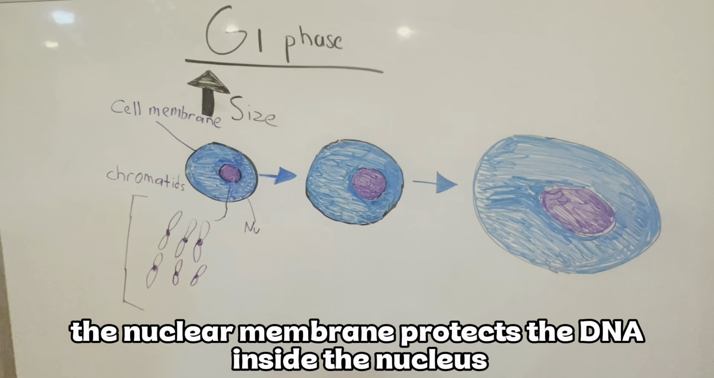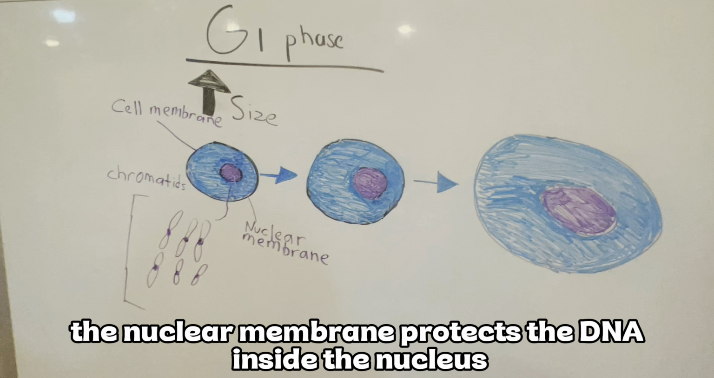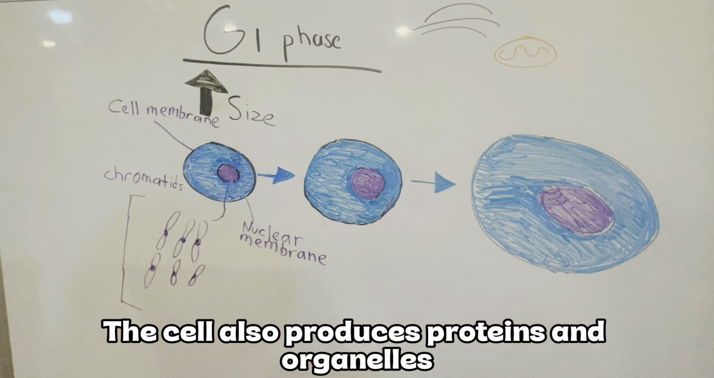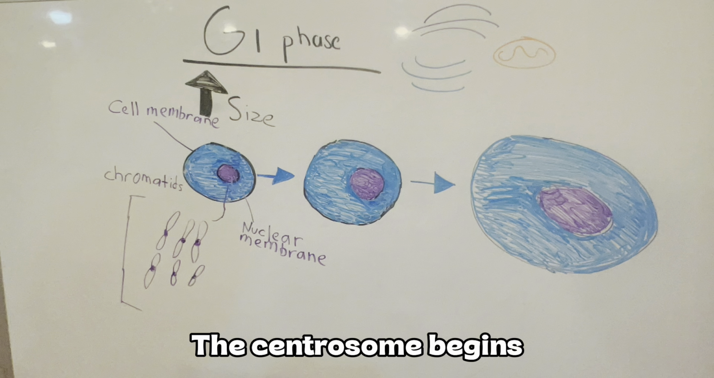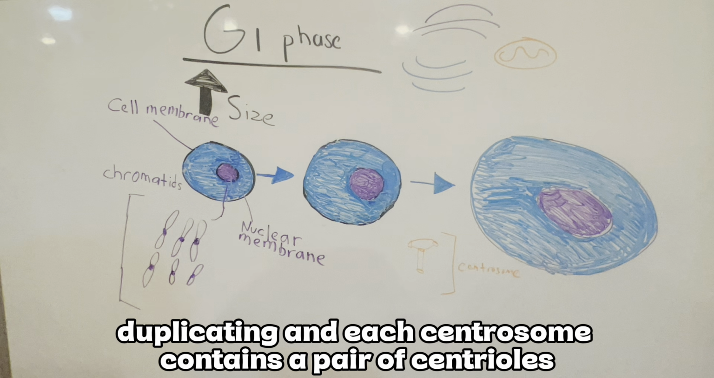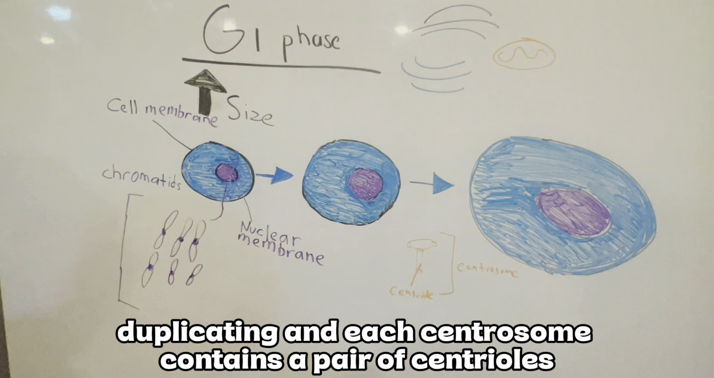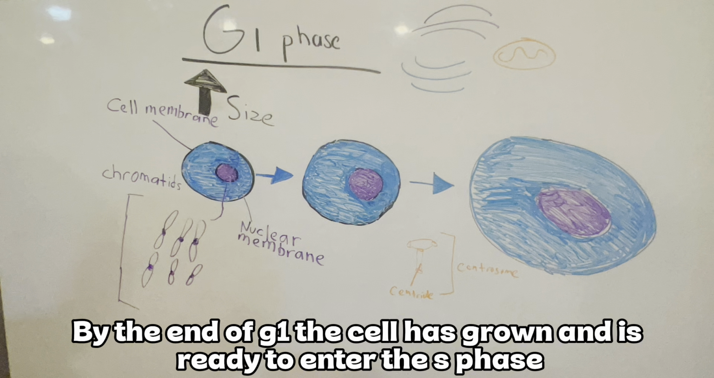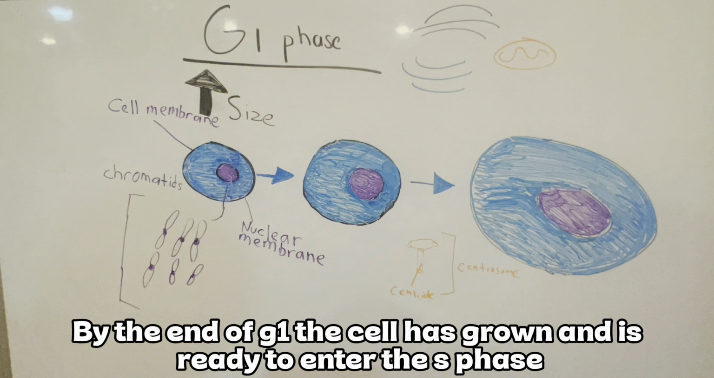The nuclear membrane protects the DNA inside the nucleus. The cell also produces proteins and organelles. The centrosome begins duplicating, and each centrosome contains a pair of centrioles. By the end of G1, the cell has grown and is ready to enter the S phase.